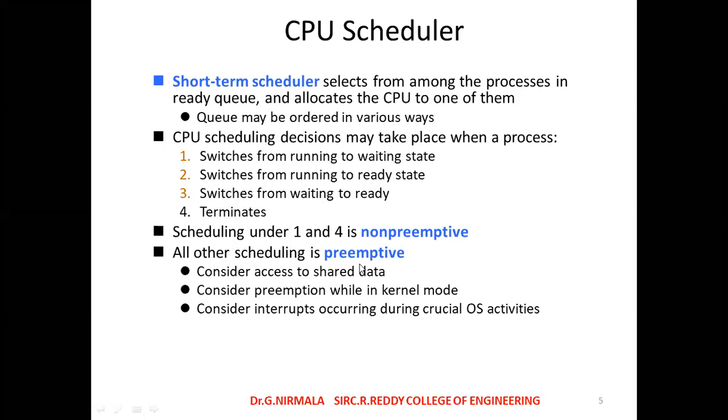All other scheduling is preemptive. Means 2, 3 are preemptive. When a process switches from running to ready, then again the CPU will move to some other process. That is called preemptive. When it switches from waiting to ready, then the CPU will be in execution of some other job, then it is also a preemptive scheduling algorithm.